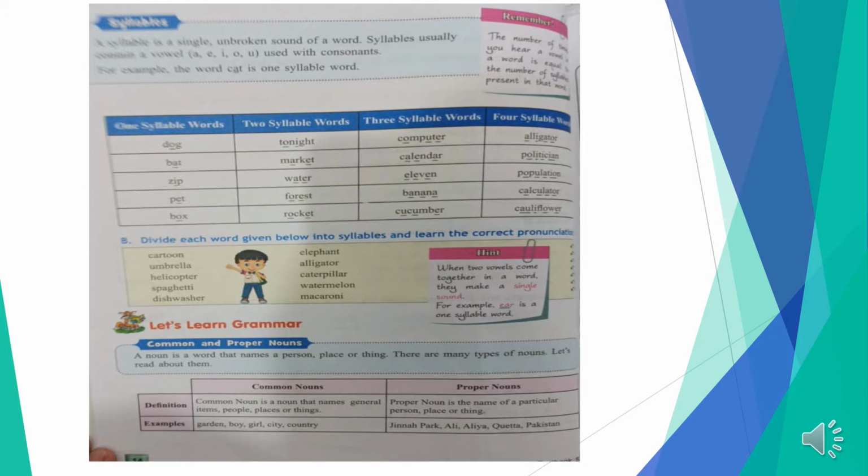I am pronouncing it with the syllables so you can understand it better. Next we are having three syllable words: computer, calendar, eleven, banana, cucumber. And the last one are four syllable words: alligator, politician, population, calculator. Okay, it was some of the examples.